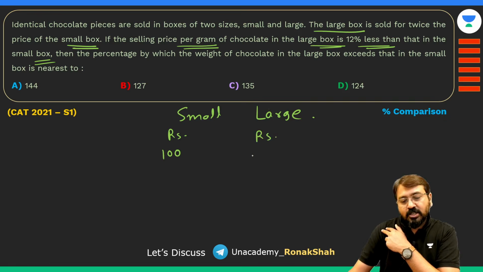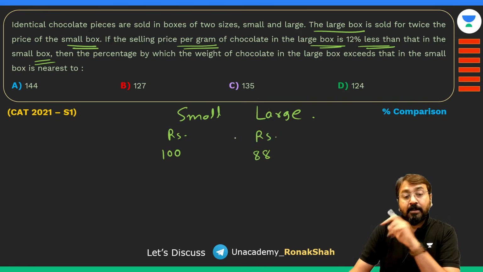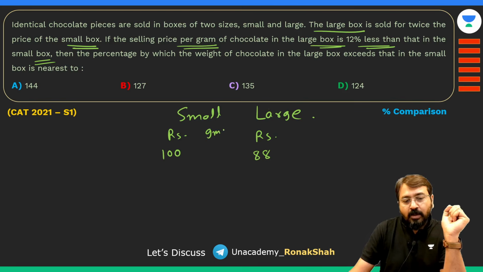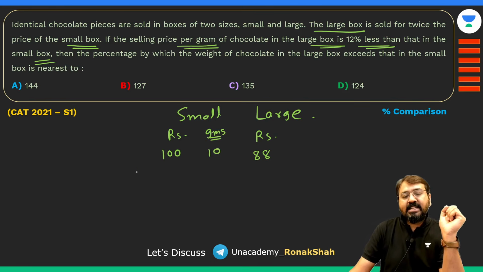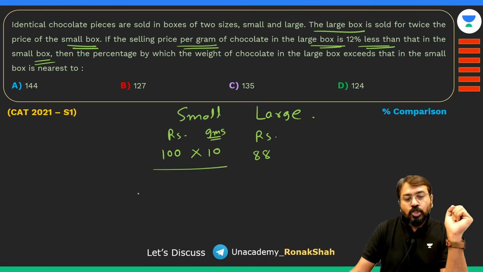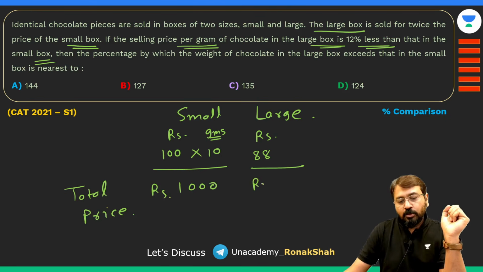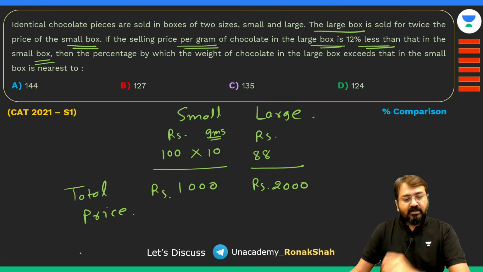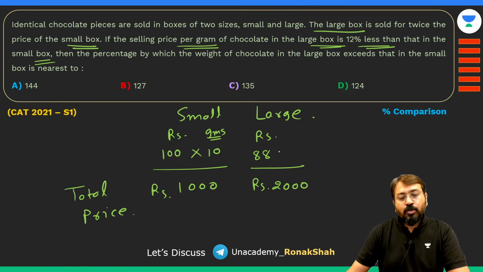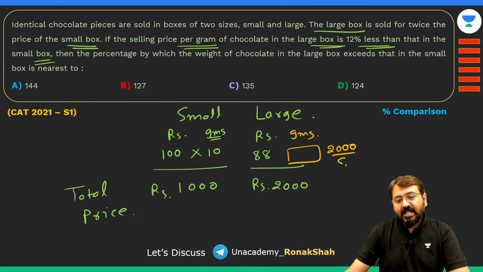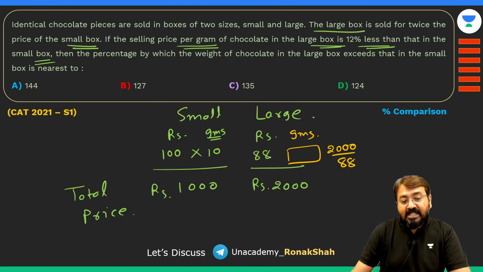So can I say the large box price per gram should be 88, and we will also require the grams that we are selling. So let's assume we are selling 10 grams in the small box. So can I say the total price of the small box is going to be 1000 rupees? Yes or no? So that should be 2000 rupees for the large box, isn't that? So can you tell me what the grams should be over here? Can I say the grams should be 2000 divided by 88, because we are selling at 88 rupees per gram.